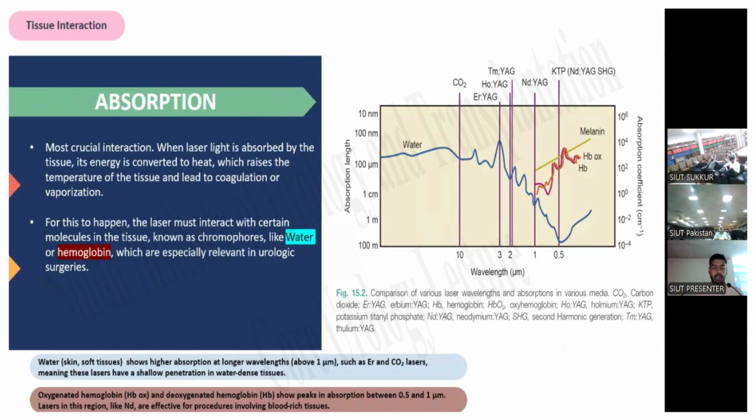So in this graph, we can see that water shows a higher absorption at longer wavelengths, such as erbium and carbon dioxide lasers, meaning these lasers have a shallow penetration in water dense tissues. Meaning if the major component of a tissue is water, then there will be specific lasers that work better on that tissue. Second, hemoglobin is also an important chromophore in the body, and it shows peak absorption between 0.5 to 1 micrometer wavelengths.